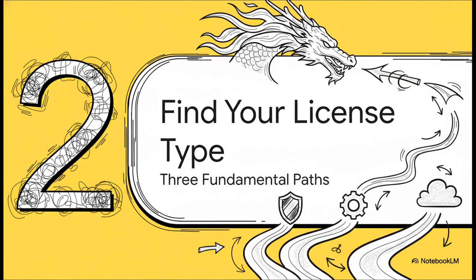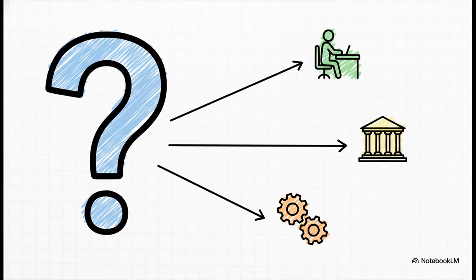So where do you start? Well, your very first step is to figure out your license type. Before you even think about features or pricing or anything else, you have to identify which of these three main paths is the right one for you. And that brings us to this one crucial question. You've just got to ask yourself, am I a standard user or a regular business? Am I a government agency? Or am I a technology partner who wants to build DragonSource into my own product? Seriously, your answer to this one question shapes everything that comes next.